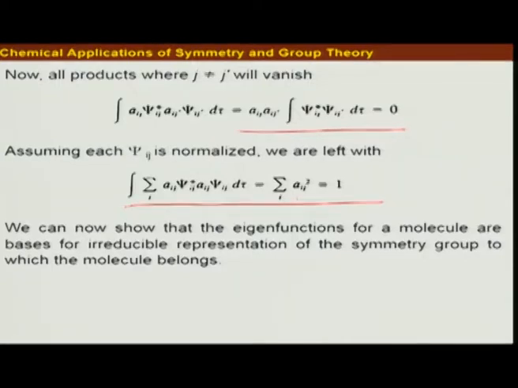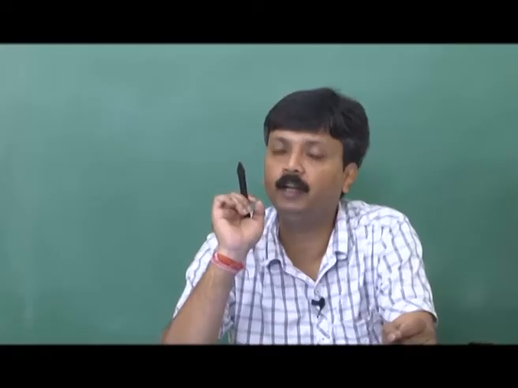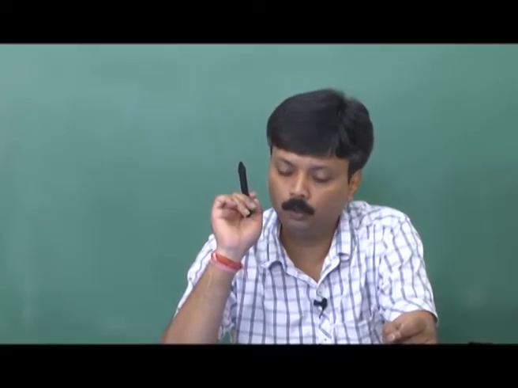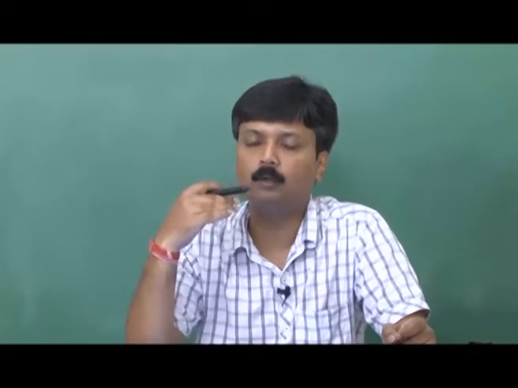So this particular coefficient, if we take the square of it and then sum it over all j values, then I will get a value of 1. Having this knowledge, now we can show that the eigenfunctions for any given molecule can act as the basis for the irreducible representation of the symmetry point group to which that molecule belongs. This is a very, very important clause. So we are going to show that.